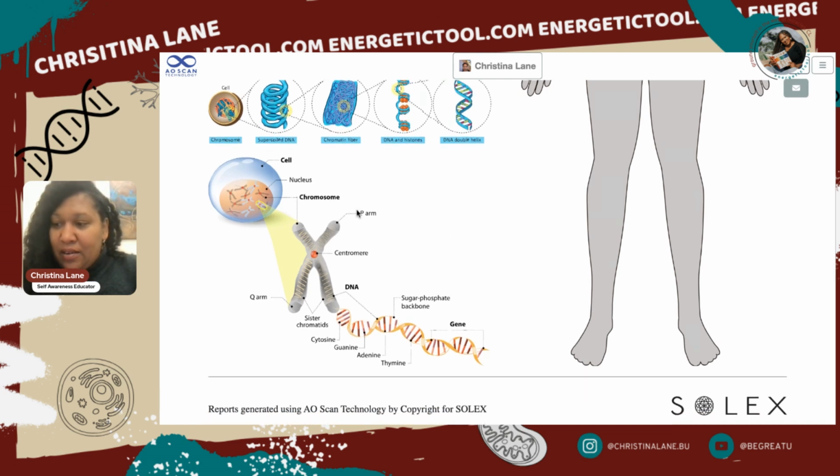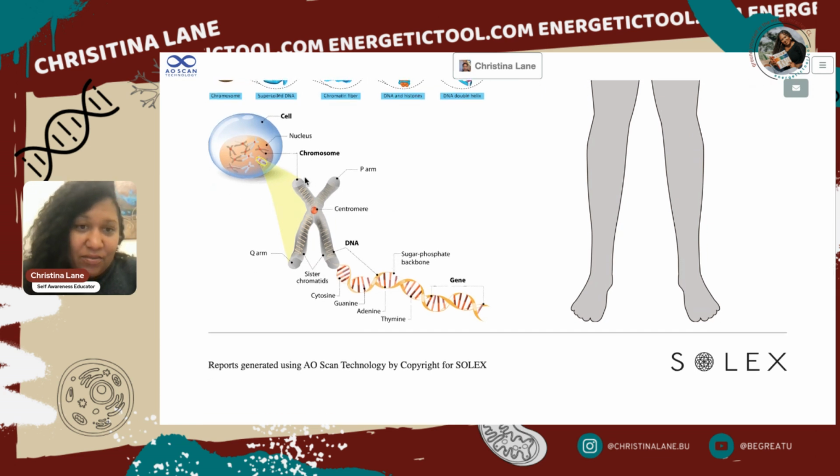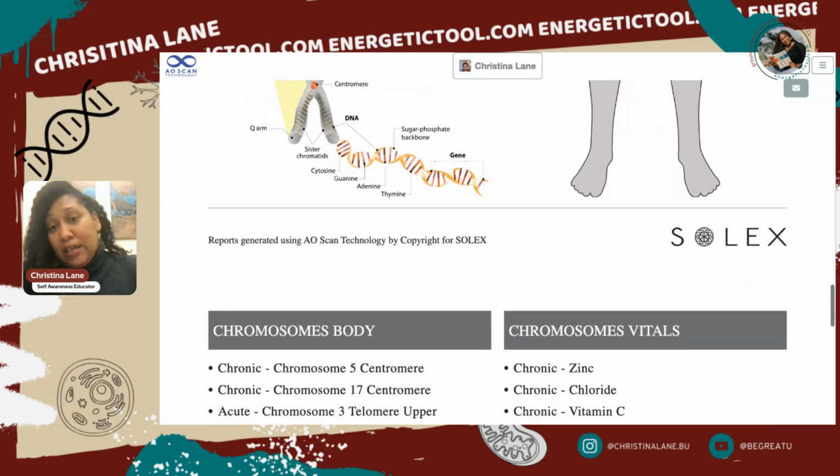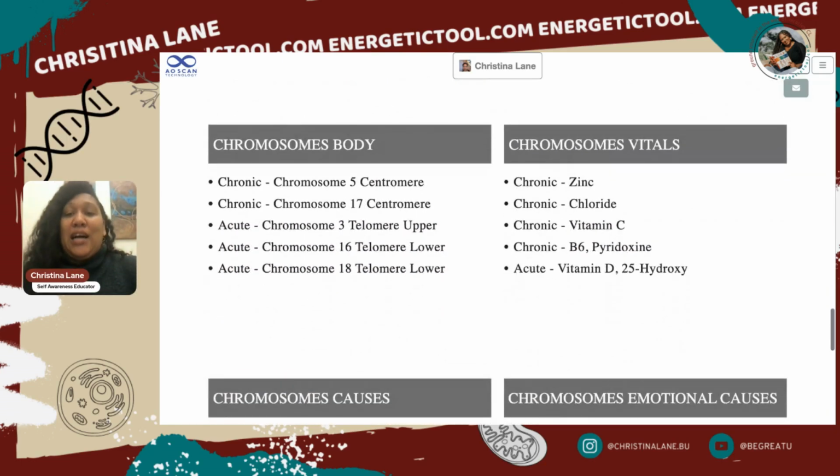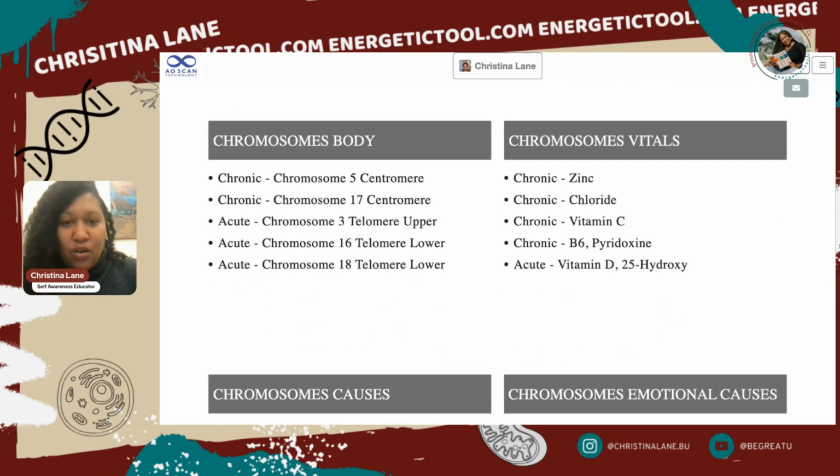We talked about how the DNA is securely packaged within the cell nucleus. So you can see this image of a cell with the nucleus inside the cell and then the chromosome inside of the nucleus. And then it goes on to further give you a visualization of the parts of a chromosome. Then it goes on to give you some personalized information according to this moment in time.